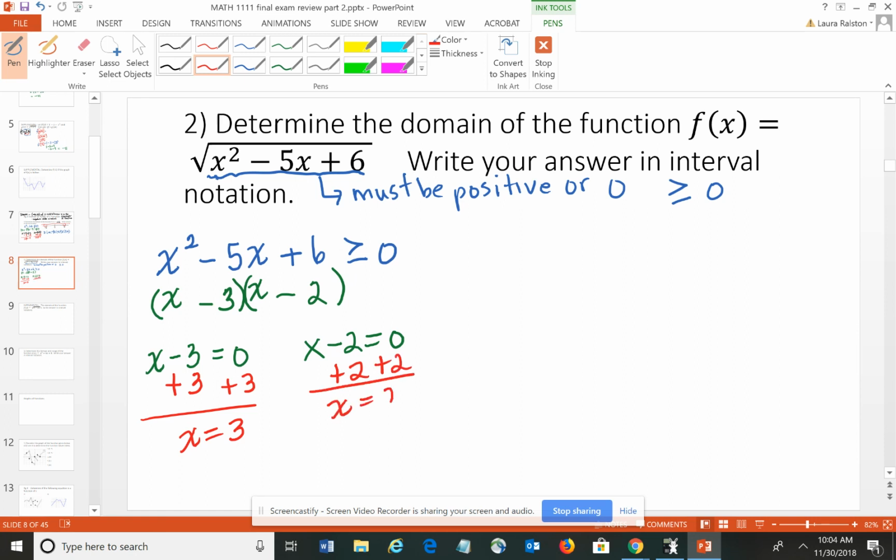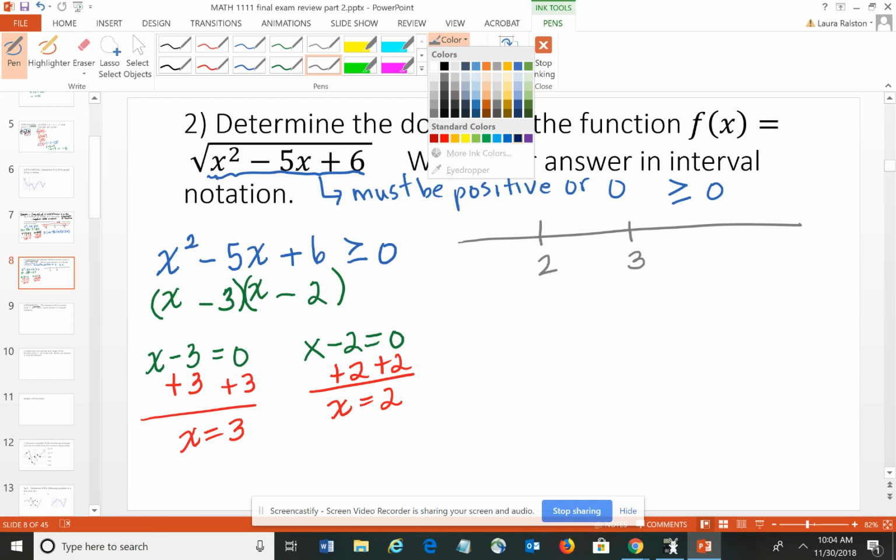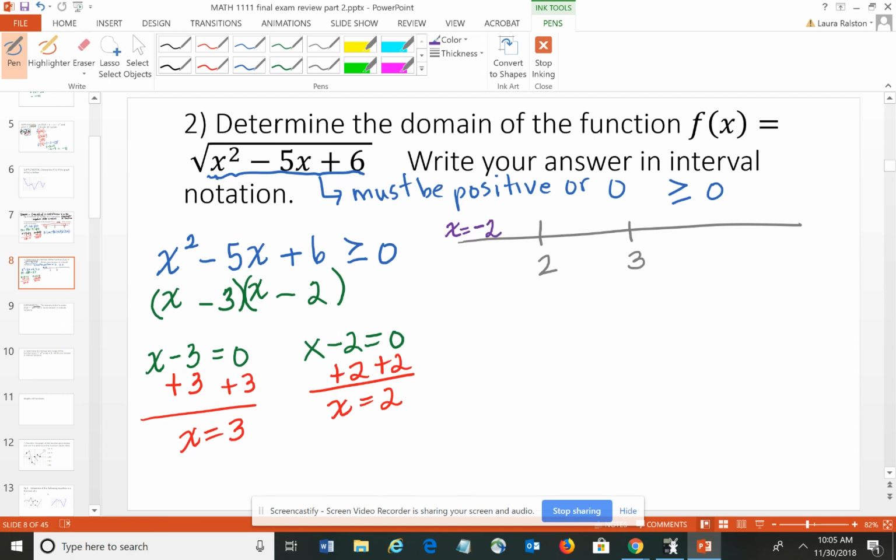Now, since this is an inequality and I'm trying to make sure that it's greater than or equal to 0, remember we take our number line and we divide it up based on those critical values. And then we have to do a test value in each region. So I'm going to start with a value that's over here less than 2. So let's say we do x equals negative 2. It doesn't matter what number we choose. We just need to choose one that's in that area.